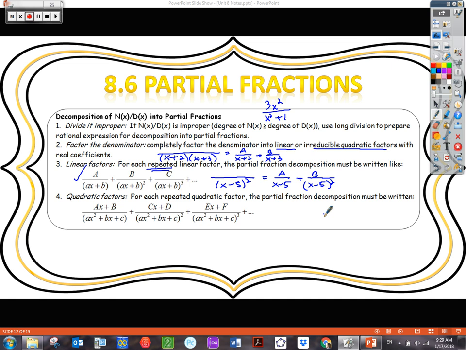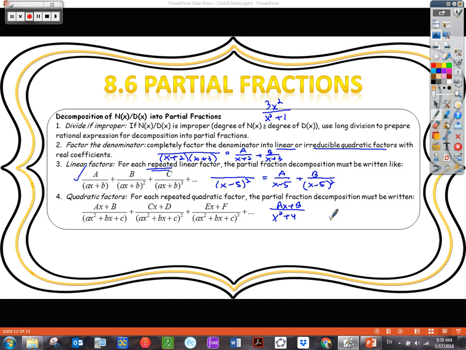Let's say we factored and we got something like x squared plus 4. We should know at this point that that is an irreducible quadratic, because if I continue to factor, I would get imaginaries, wouldn't I? So if that is my factor, then instead of putting just an A over it, I'm required to put Ax plus B over it. That's how I would expand that.